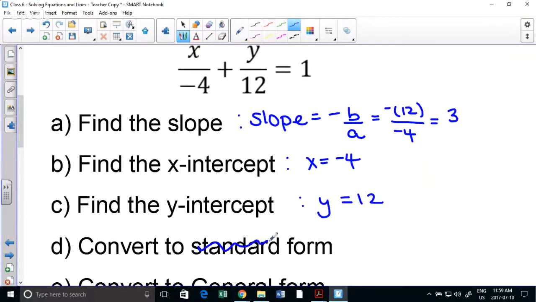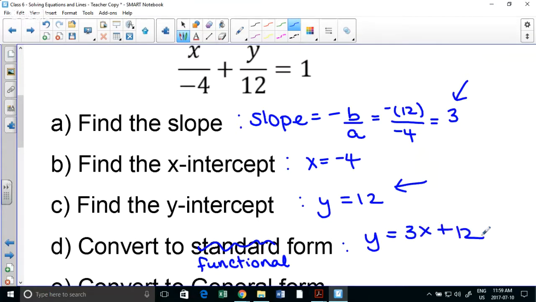Convert to standard or functional. Well, we just did it. This is the slope. This is the y-intercept. So y equals 3x plus 12.